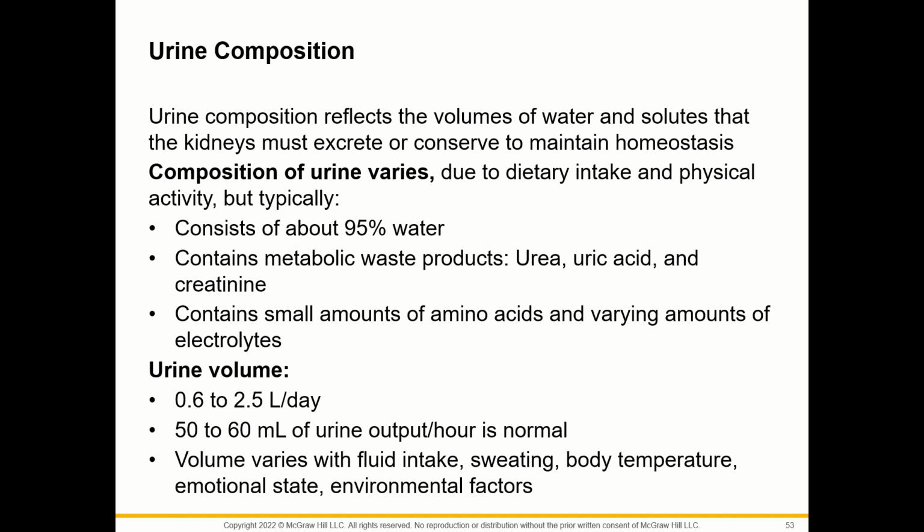Urine composition reflects the volumes of water and solutes that the kidneys must excrete or conserve to maintain homeostasis. The composition of urine varies due to dietary intake and physical activity, but typically it consists of about 95% water. It contains metabolic waste products such as urea, uric acid, and creatinine. It contains small amounts of amino acids and varying amounts of electrolytes. Urine volume is about 0.6 to 2.5 liters per day. 50 to 60 milliliters of urine output an hour is normal. The volume varies with fluid intake, sweating, body temperature, emotional state, and environmental factors.